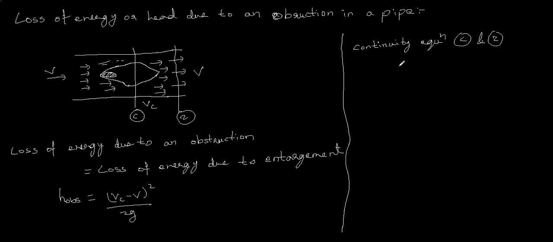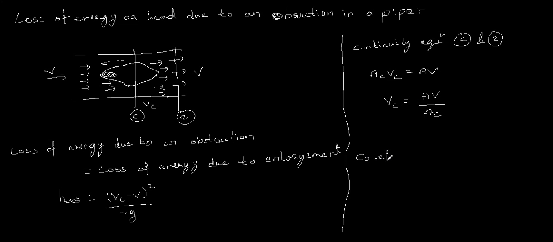Already we know that A1 V1 is equal to A2 V2. Similarly, AC VC is equal to, we can write it as, A and V. So in this equation, write VC is equal to AV by AC. Still it is in the form of the area at the vena contracta, so this area at the vena contracta we can modify by considering the coefficient of contraction.